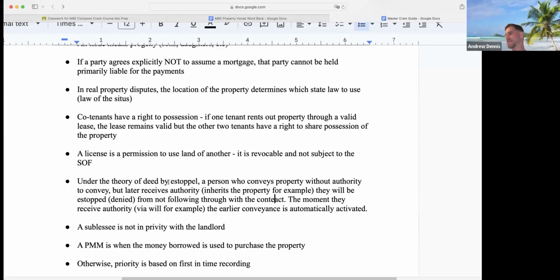This is tested a lot. So if you see a situation where Tommy doesn't have the right to transfer property, but Tommy transferred it to his girlfriend, Kim, right? Tommy transfers it to Kimmy, and then that's not valid because Tommy didn't have the right to transfer it. But later, Tommy inherits the property via will. That immediately activates the earlier conveyance, and that's the theory of estoppel by deed.